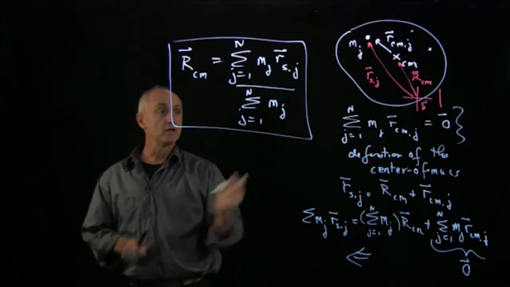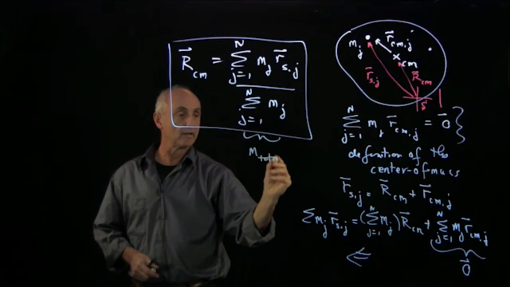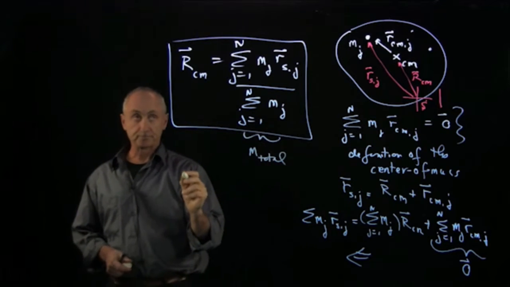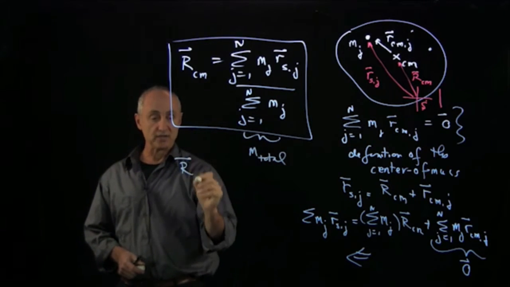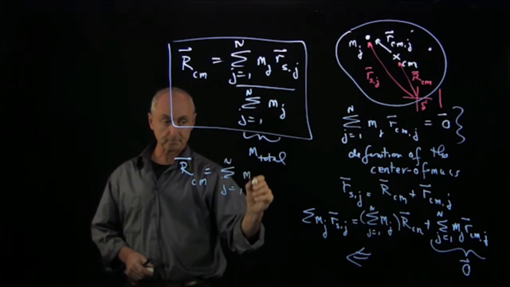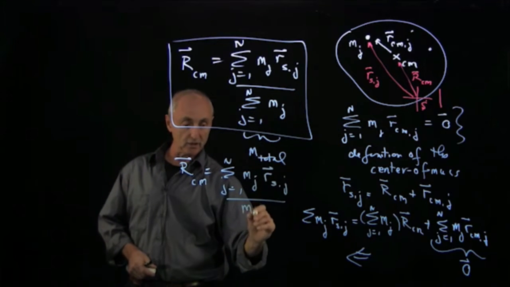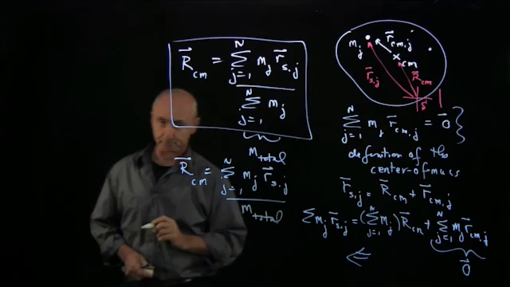And now, let's just rewrite this, because this is the total mass. And what we see is that r_cm equals the sum from j goes from 1 to N of m_j r_sj divided by the total mass.